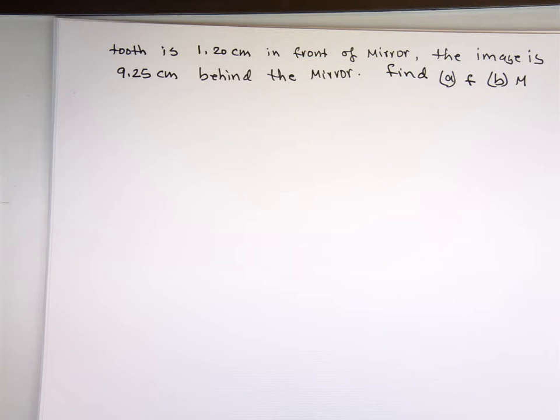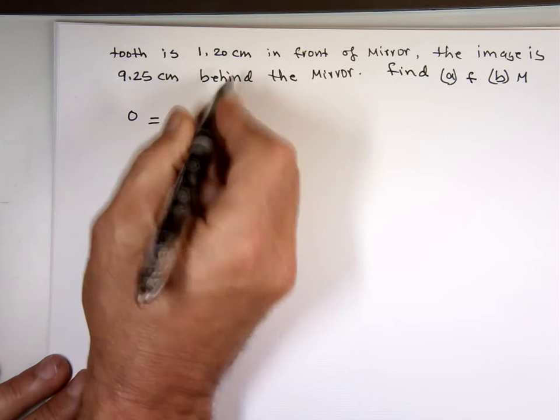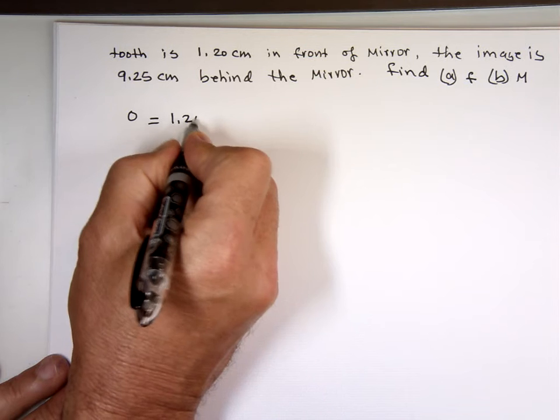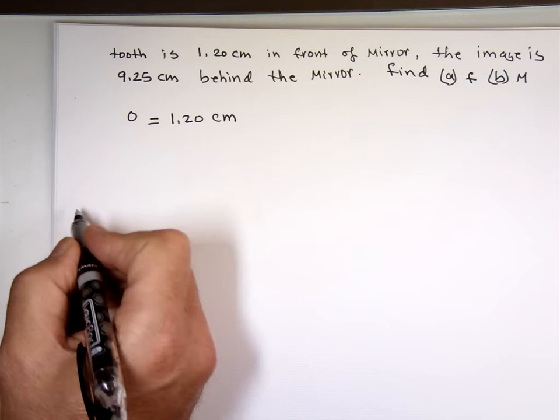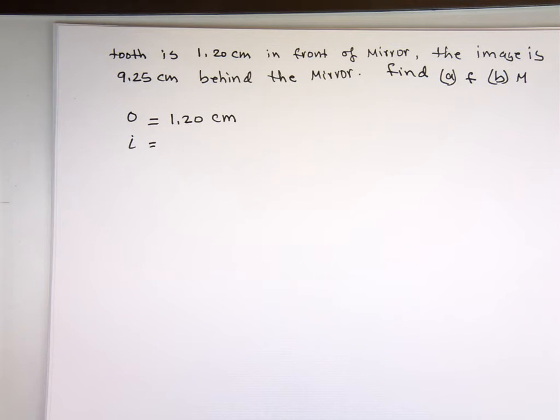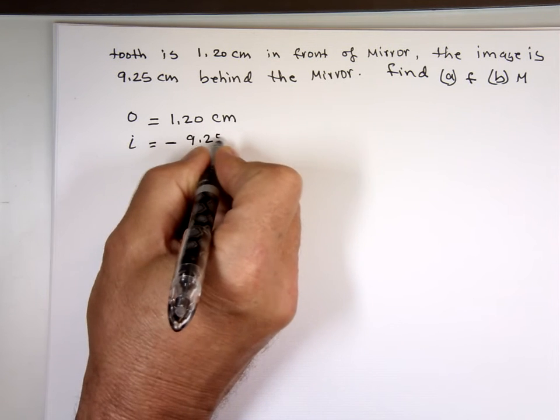Let's see what we know from the problem. The object is placed 1.20 centimeters in front of the mirror. That's a real object. The image I, notice you have to be careful here, is 9.25 centimeters behind the mirror. So what's the image equal to? Is that a real image or a virtual image? So it's a negative. They don't tell you that, so you have to know that. Behind the mirror. That's a virtual image.